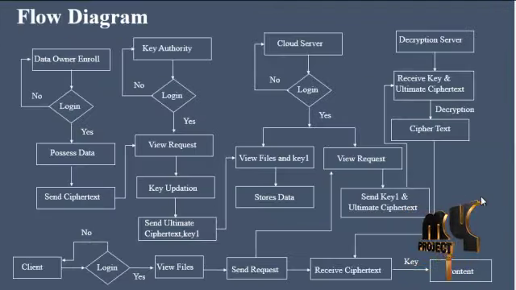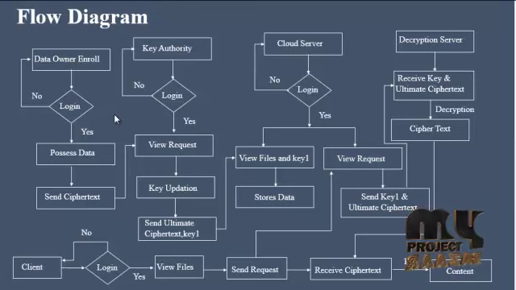Then comes the flow diagram of our process. The flow diagram shows our process graphically. Here there are 5 roles in our process: data owner, key authority, cloud server, decryption server, and the client. The data owner stores the data in the cloud, and if the client satisfies the attributes, the client can get the file of the data owner.